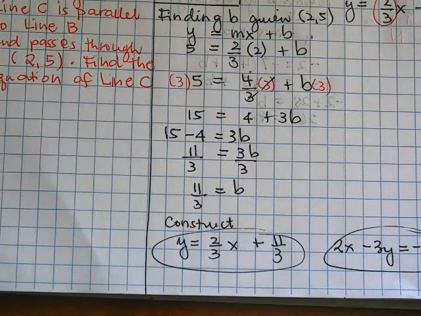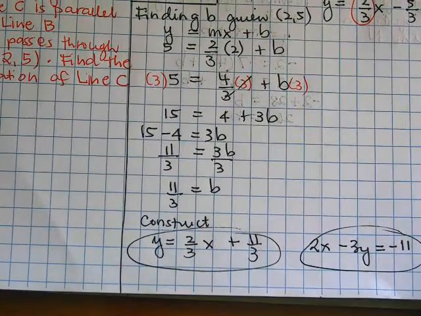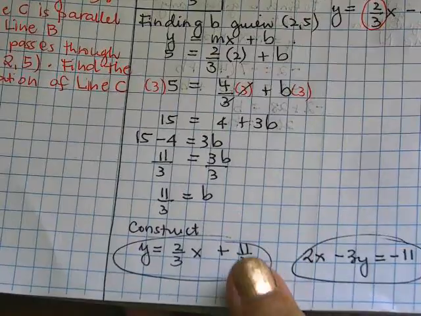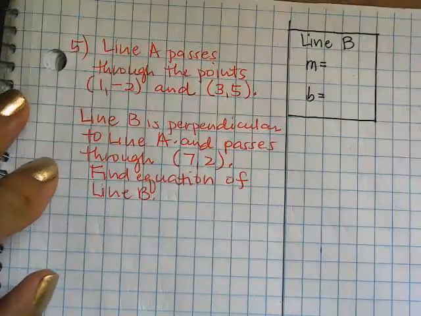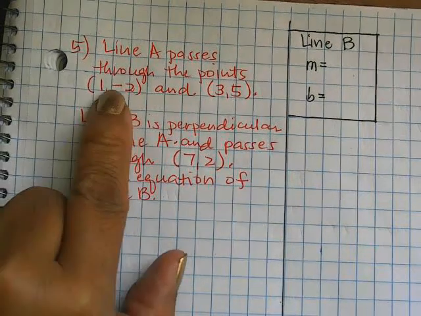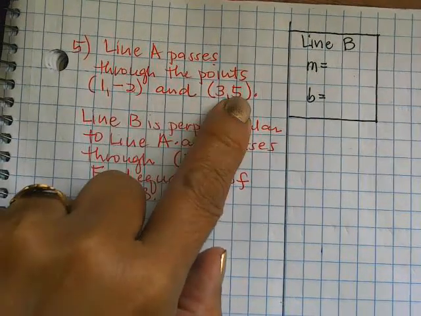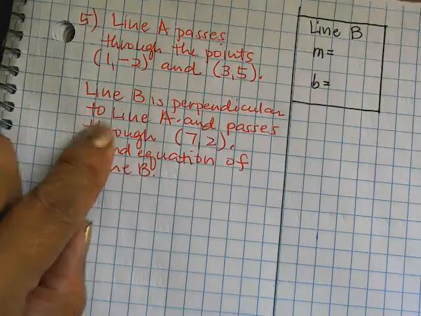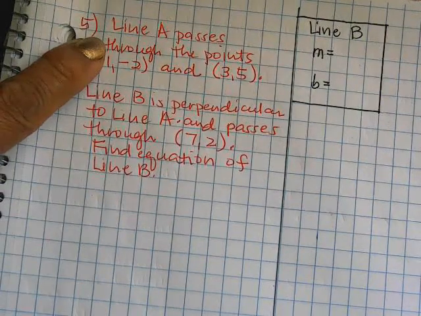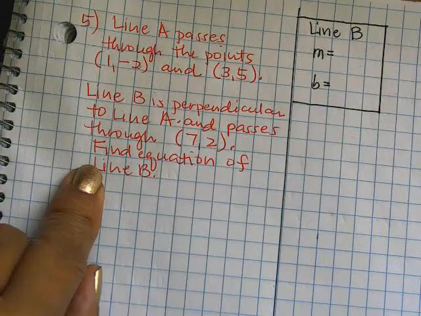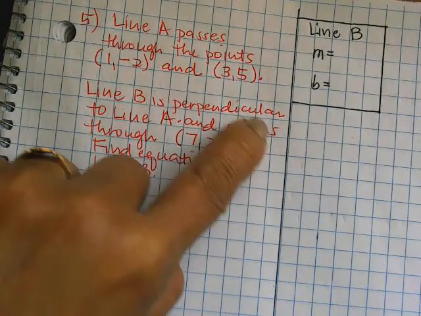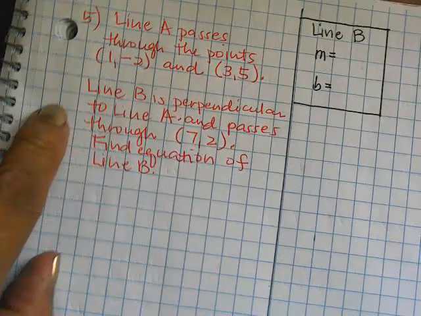Okay, so let's go to the last problem, which is now going to be perpendicular. Line A passes through the points (1, -2) and (3, 5). Line B is perpendicular to line A and passes through (7, 2). Find the equation of line B. So we're looking for line B, but we are given line A.